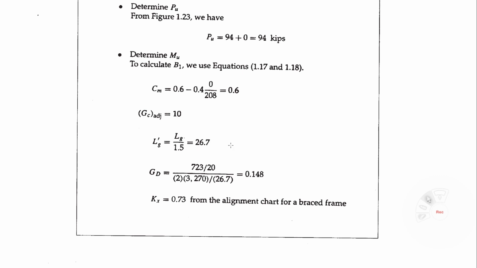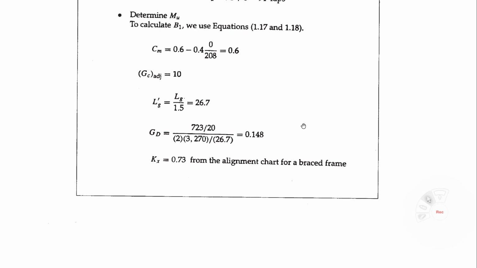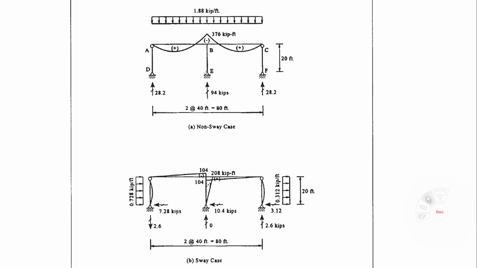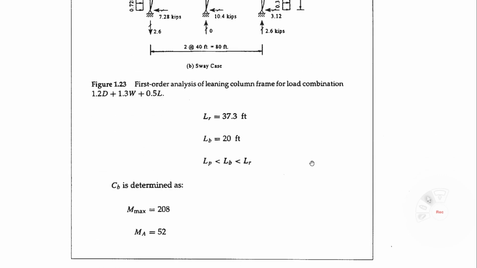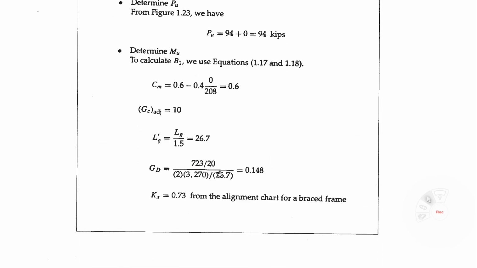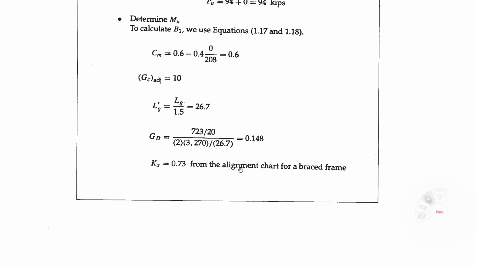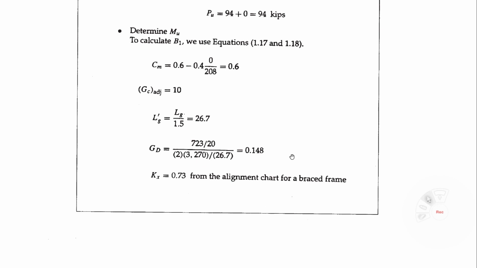Then 26.7, so for G, we calculate the stiffness ratio. You see here, brace case. At the bottom, that is infinite. For design purposes, we use G equal 10, right? At the top, you have to calculate the stiffness ratio of the column to the beam, right? So that equation, like the column stiffness, beam stiffness, modified L. Then you have 10 and 0.148. In that case, braced case. From the alignment chart of the brace case, you can get Kx equal 0.73.